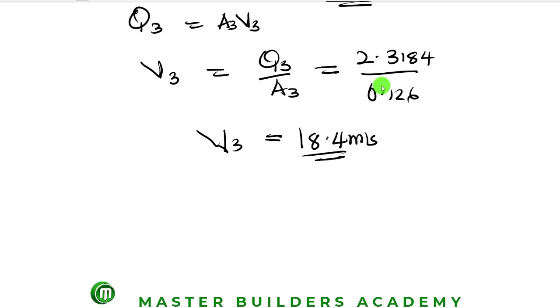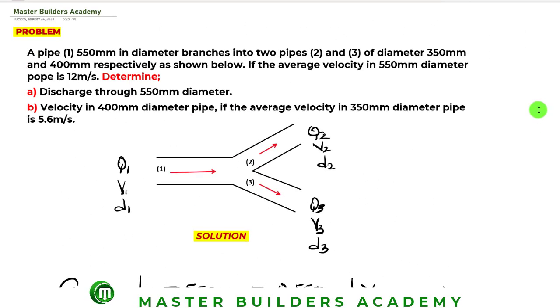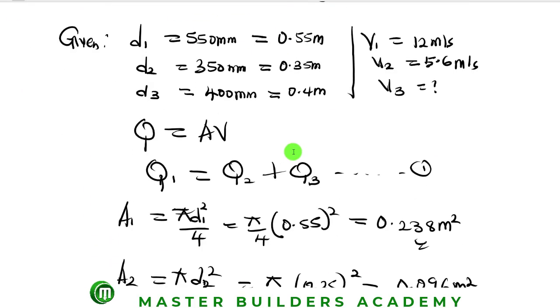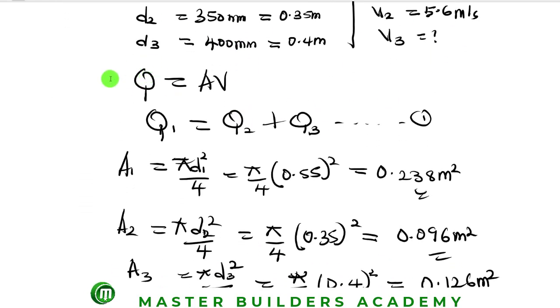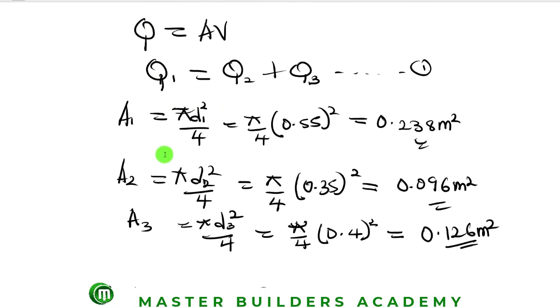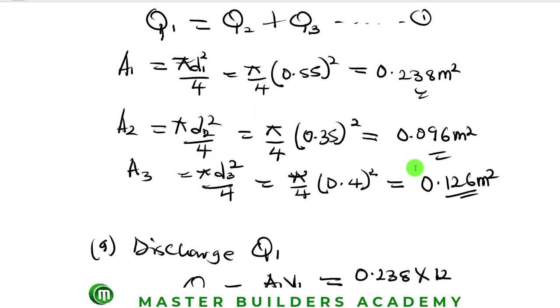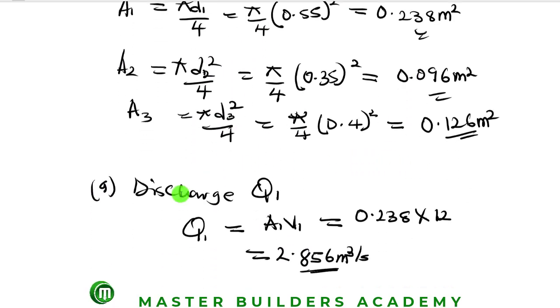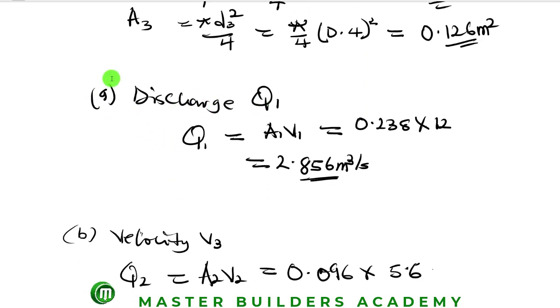Are you there? So from the question we were given, we were asked to find discharge through pipe 1 and then velocity through pipe 3. So from here now we have gotten all of these things. We went through listing out the parameters, then stating the equation of continuity, then we deduced the equation from the flow that we had, then we calculated area 1 since the diameter is known, area 2 since the diameter is known, and area 3 since the diameter was known as well. All right, are we there? Then we calculated for the discharge, which was the first question.